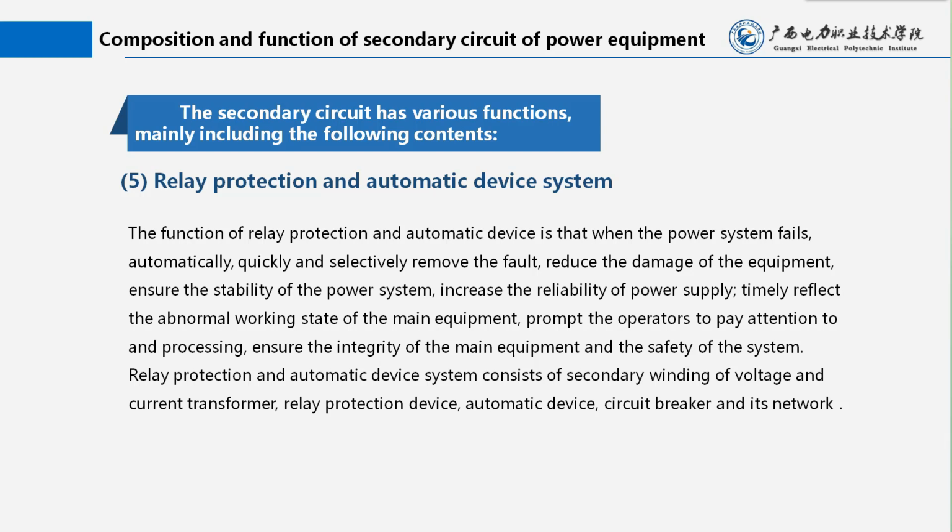It timely reflects the abnormal working state of the main equipment, prompts the operators to pay attention and process it, and ensures the integrity of the main equipment and the safety of the system. The relay protection and automatic device system consists of the secondary winding of voltage and current transformers, relay protection device, automatic device, circuit breaker and its network.